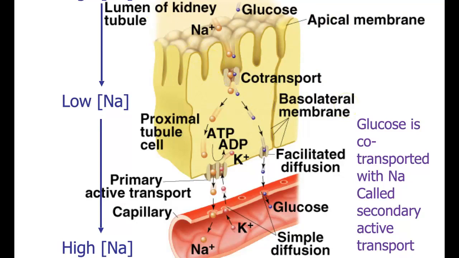So in this example, we have a high amount of sodium in the lumen of the kidney tubule, so in the urine. And we have an artificially low sodium amount then in that basolateral membrane. And the reason is because we've got these primary active transports pumping sodium into the blood, creating a low level of sodium in the basolateral membrane. So then sodium can diffuse down its concentration gradient from the lumen of the kidney tubule into the basolateral membrane, bringing glucose with it. And this is one way in which your body reabsorbs glucose and sodium.